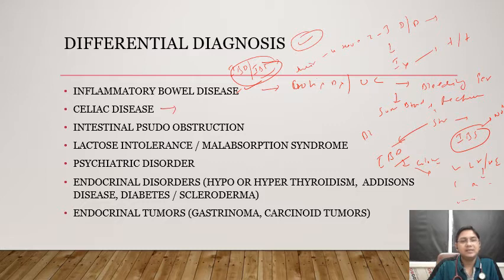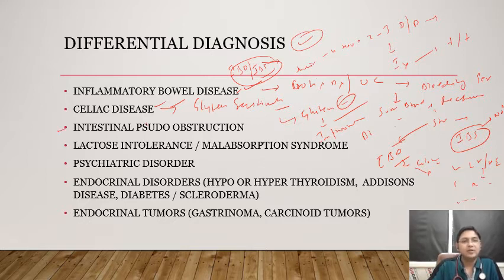The next is celiac disease, that is gluten sensitivity. When we are thinking of celiac disease, what we have to do is just remove the gluten from the diet. We have to counsel the patient that he has to take a gluten-free diet. Once he starts the gluten-free diet, if there is improvement in symptoms, we will make the diagnosis of celiac disease and we will eliminate IBD. There is no IBD. This is celiac disease.